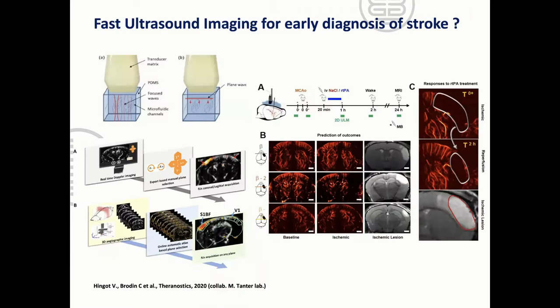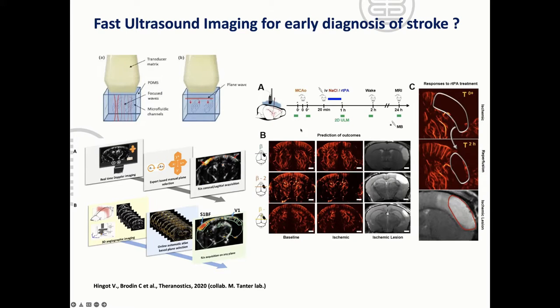And to improve the diagnosis and also the prognosis of stroke patients, we also developed a new modality in collaboration with Michael Tanter in Paris, which is the use of fast ultrasound imaging for early diagnosis of stroke. For this experiment, we use exactly the same thromboembolic stroke model that I showed you before, in which we can induce ischemic lesions that you can visualize here by MRI, and we used fast ultrasound imaging and plane waves to reveal what happens in terms of cerebral blood flow inside the brain.